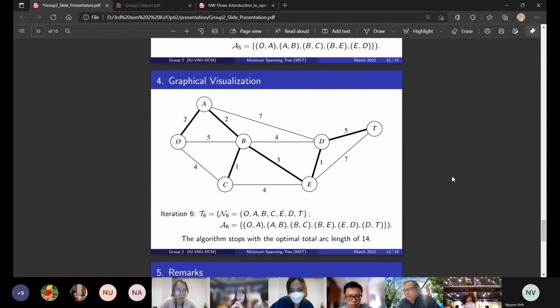In iteration 6, the only remaining node is T, and all possible arcs are DT and ET. And it's clear that the length of DT is smaller than the length of ET. So we choose the arc DT. Now the set of nodes of our updated tree includes all nodes of the given graph G. So we stop the algorithm, with the minimum total arc length of the tree being 14.